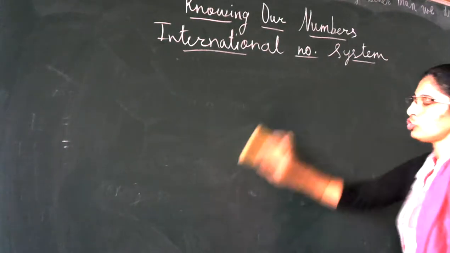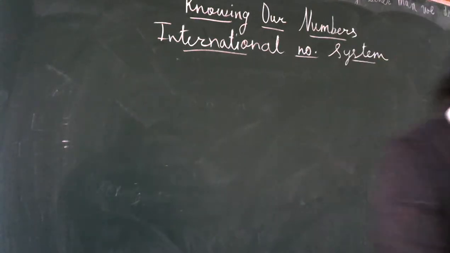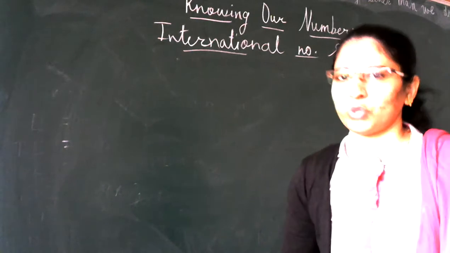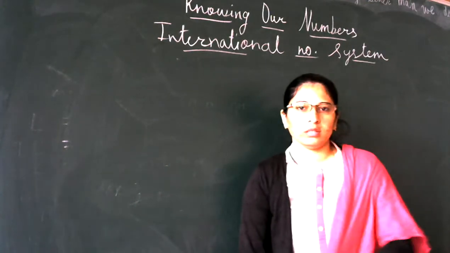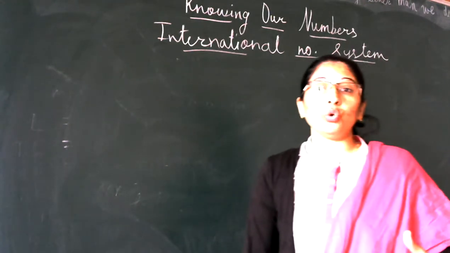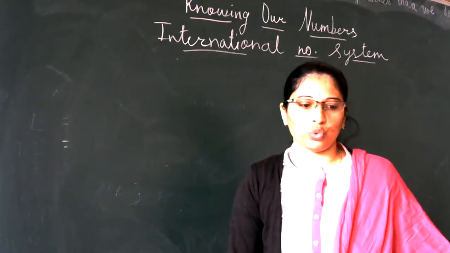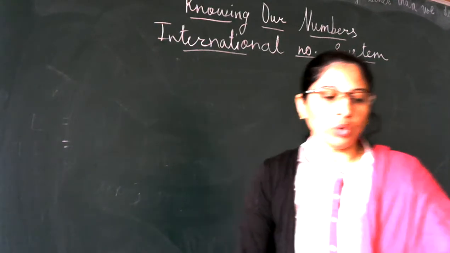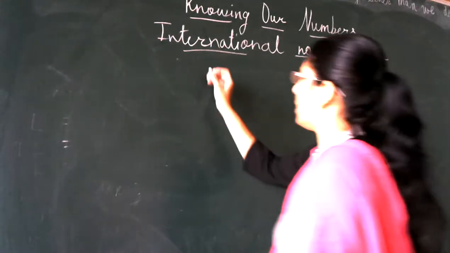Now here also predecessor, before, after, it is the same, comparing, ordering, same as the Indian number system. Okay. Now we have seen about rounding of numbers also. So we will see a little about rounding of numbers.